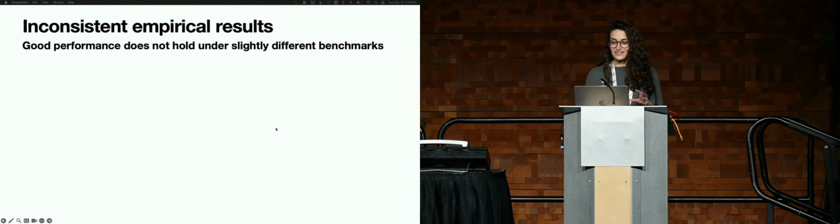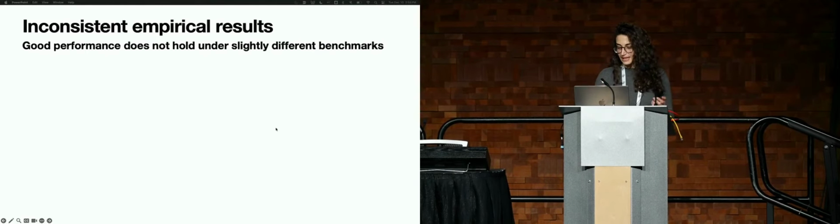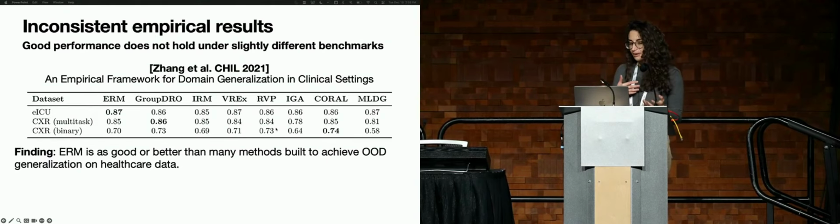One of the signs of this mismatch and the consequences of it is that this good performance that we see in papers often does not hold under slight perturbations of the benchmarks. So for example, in healthcare tasks, Zhang and collaborators found that ERM, a model that does nothing about OOD generalization, performs better than or as well as methods that were specifically designed for out-of-distribution generalization.